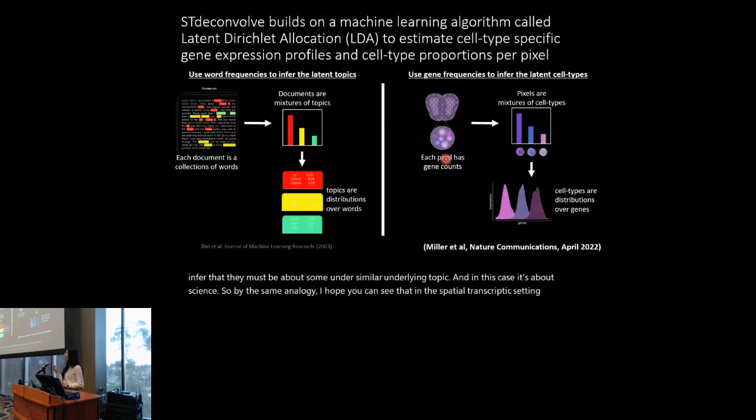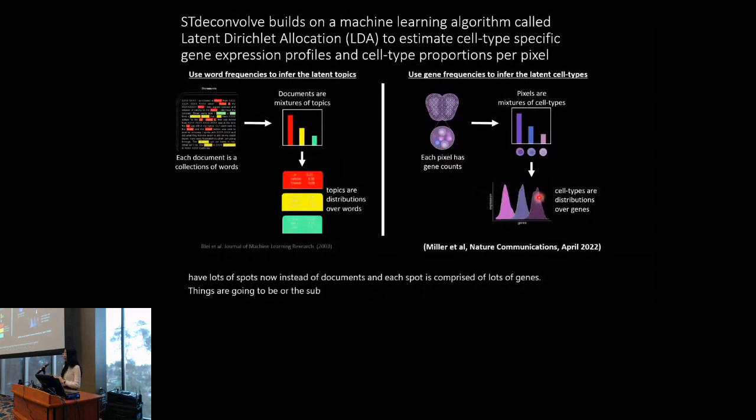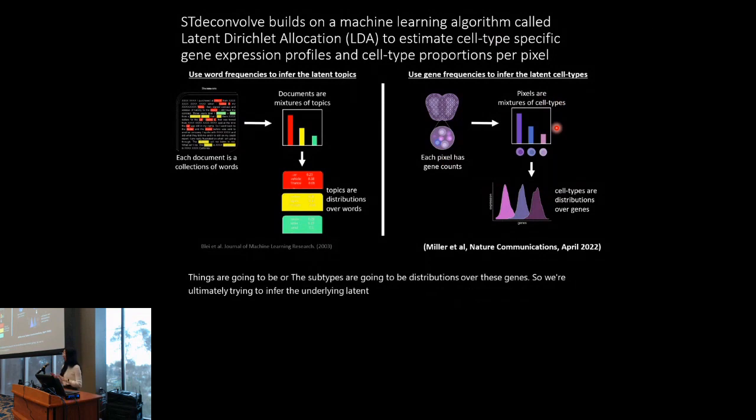So by the same analogy, I hope you can see that in the spatial transcriptomics setting, we have lots of spots now instead of documents, and each spot is comprised of lots of genes, and the cell types are going to be distributions over these genes. So we're ultimately trying to infer the underlying latent proportions of these different cell types across these different spots, and also attribute these genes to these different cell types.